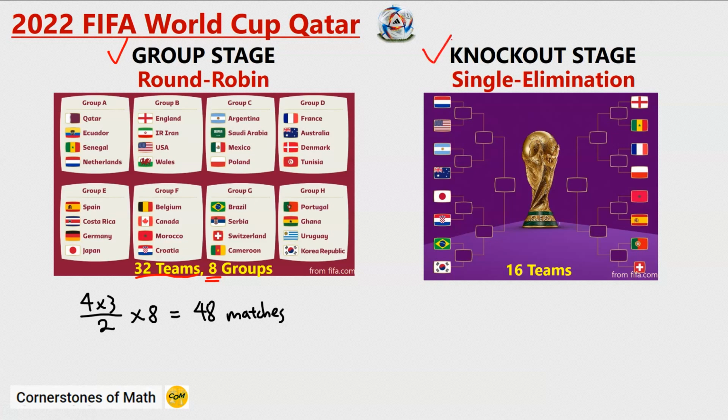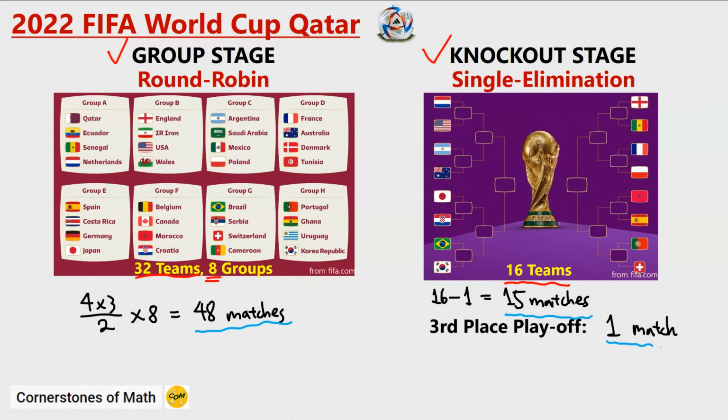Next, in the knockout stage, 16 teams, consisting of the top 2 teams in each group, participate in a single-elimination tournament to decide this year's champion. So within the knockout stage, there are 16 minus 1, 15 matches. Also in the World Cup, there is a third place playoff as well, so we have 1 additional match in this stage. Therefore, the total number of matches in the 2022 World Cup is 48 plus 15 plus 1, which is 64.